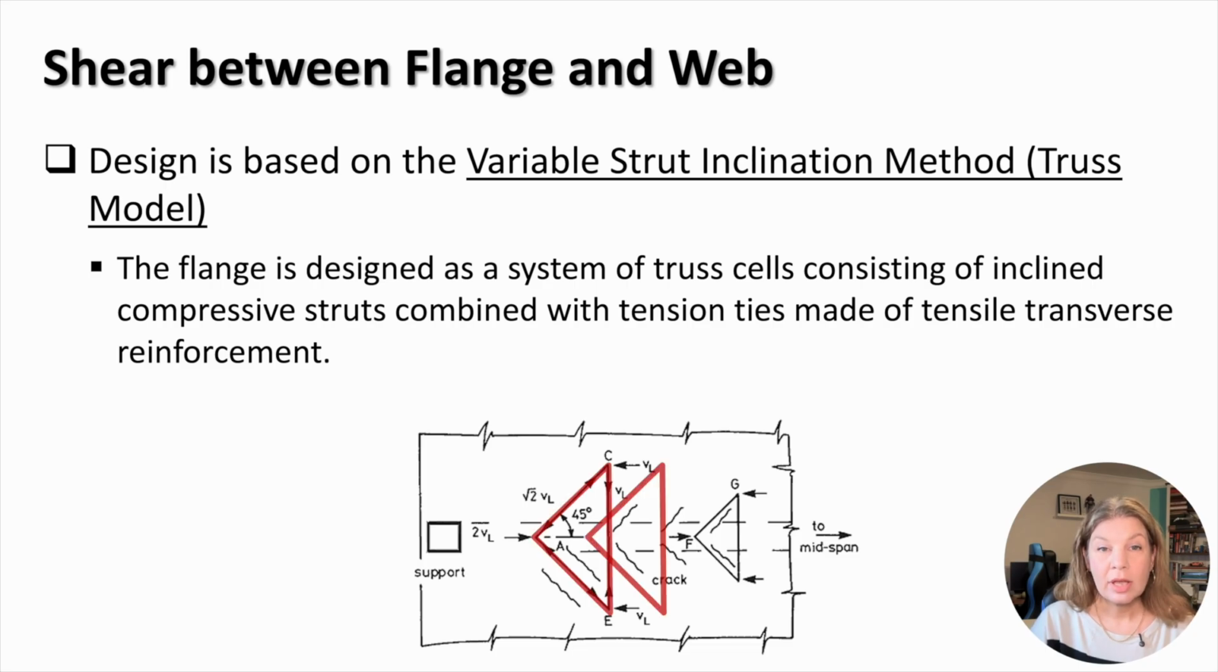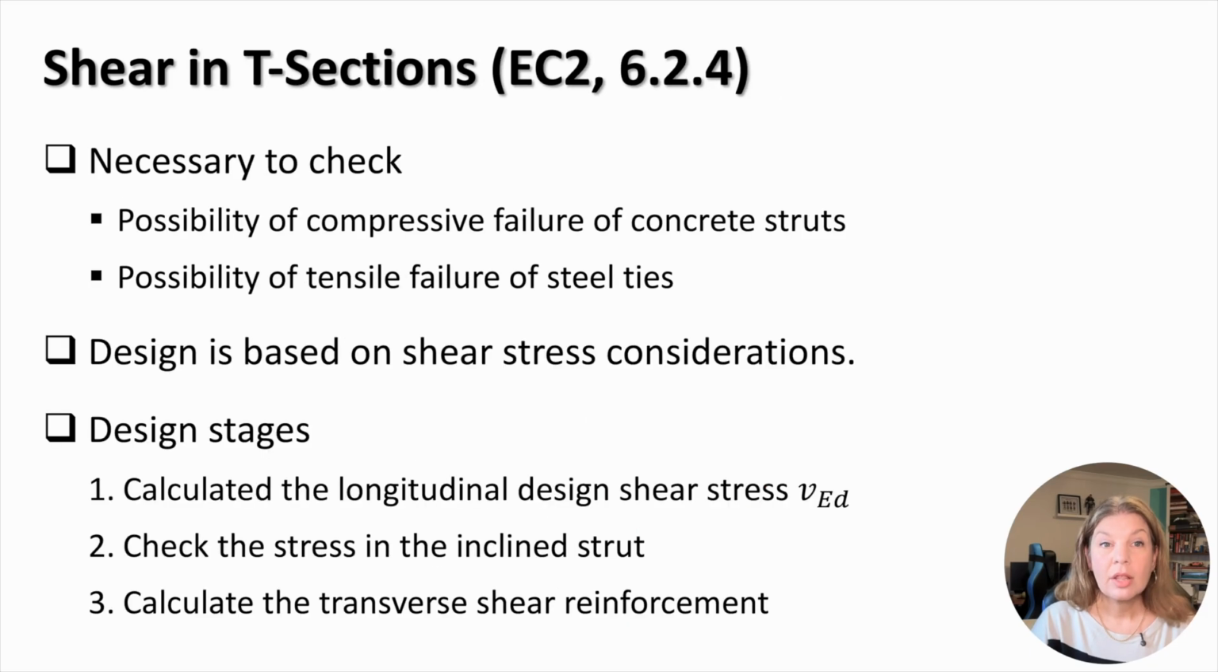According to this method, the shear strength of the flange is designed by representing the flange as a system of truss cells consisting of inclined compression struts combined with tension ties made of tensile transverse reinforcement. The longitudinal shear design should assure that the inclined concrete struts do not fail in compression, while the steel ties do not fail in tension. The design procedure is based on shear stress considerations. The design stages include the calculation of the longitudinal design shear stress, VED, the check of the stress in the most loaded concrete strut, and the calculation of the transverse shear reinforcement.